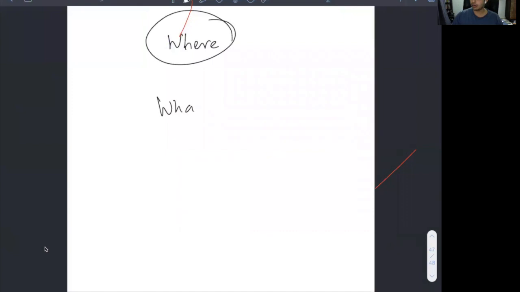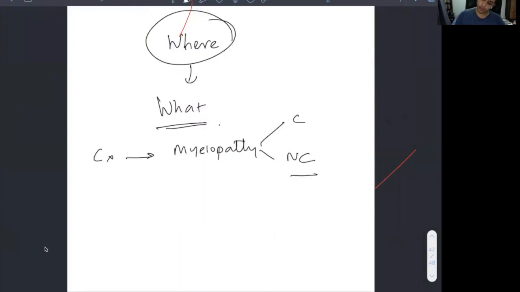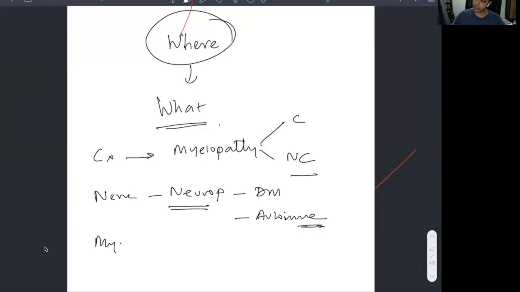Okay. Now, to talk about what is the lesion, like in all other cases, the what completely depends on the where. So if it is a cervical cord lesion, it is a myelopathy, and the cause of myelopathy is compressive and non-compressive. If it is a nerve lesion, it is a neuropathy, and the causes of neuropathy are varied, and it could be something like diabetes mellitus, or it could be an autoimmune. And a muscle is a myopathy.